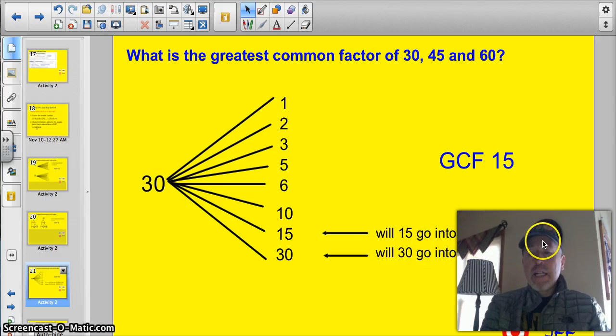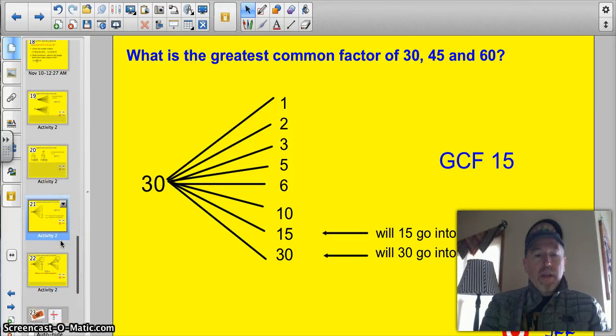Ding, ding, ding. Yes, it does. 15 goes into 45. That's 3 times 15 is 45, and 4 times 15 is 60. Yes, my GCF is 15. Wasn't that simple? I love that. Whenever I can help you shortcut something, I like doing it.